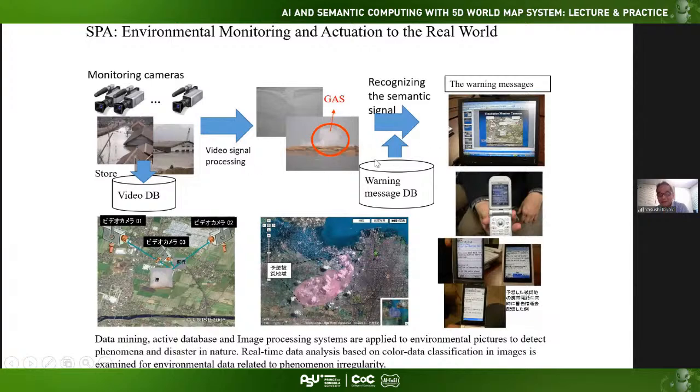All right, and this is a recognition process corresponding to P. P corresponds to the human brain, all right? The human brain is responsible for making a message to the residents. And this is an actuation, and the evacuation must be informed to the residents around the area of the disaster.